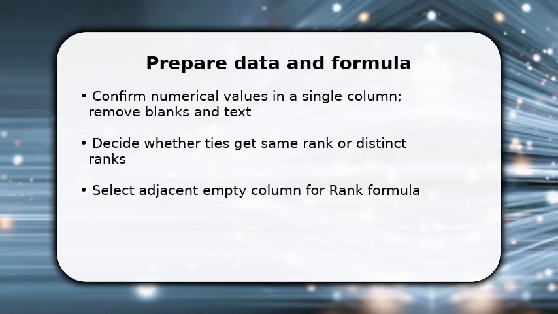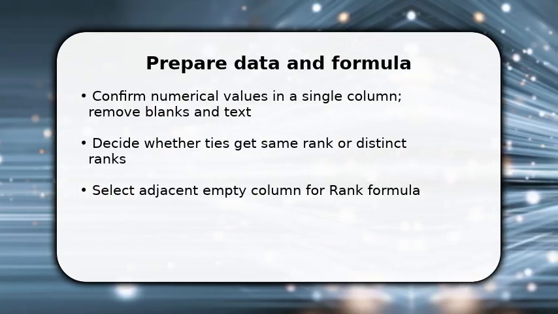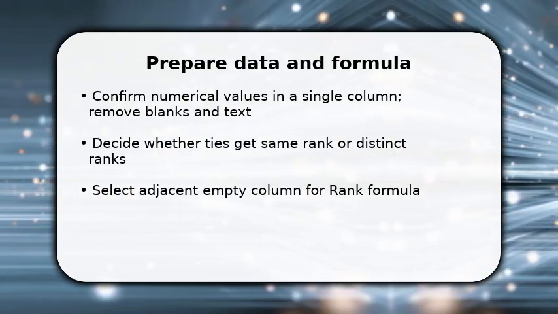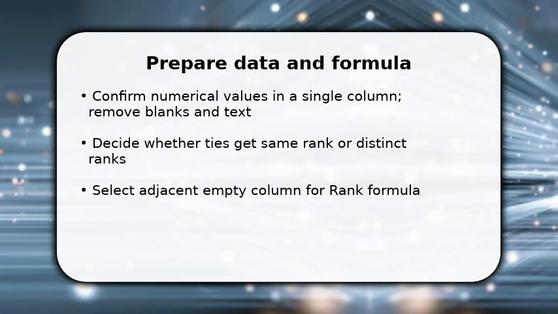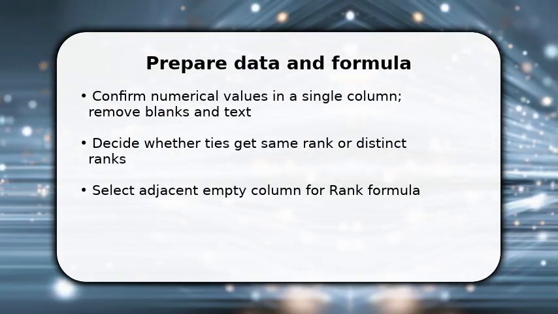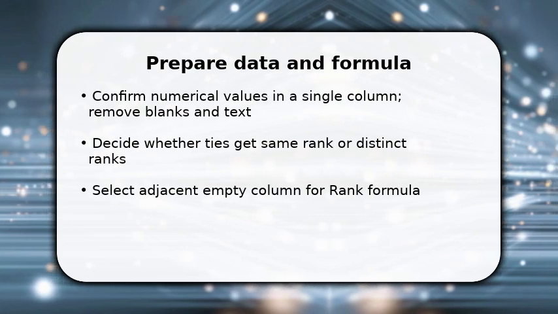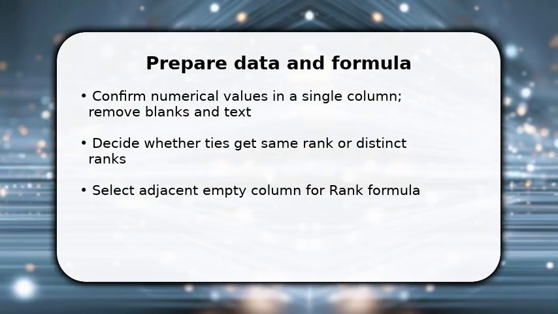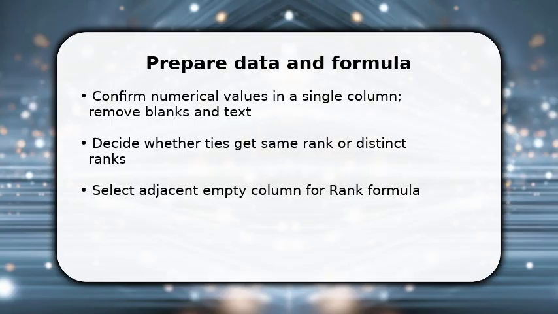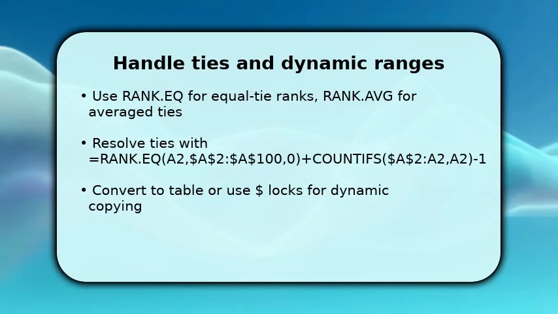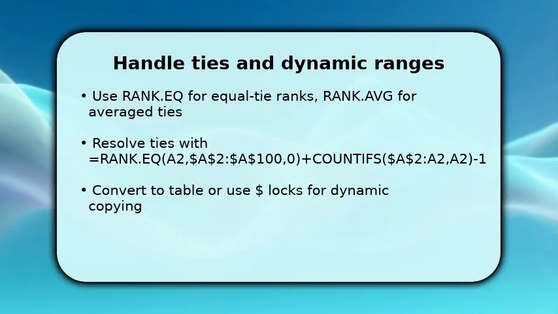If you plan to break ties, combine RANK with COUNTIFS or add a tiny unique offset. Once done, press Enter and prepare to copy the formula down to all rows to get initial ranks. Now refine results. If ties must be given unique sequential ranks, wrap RANK.EQ with COUNTIFS that counts prior identical values, so each duplicate increments.